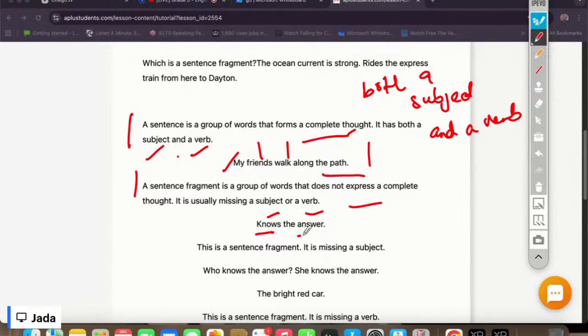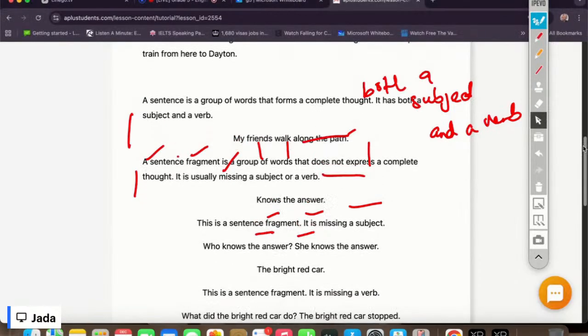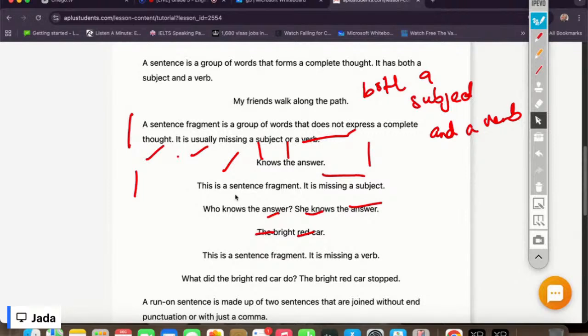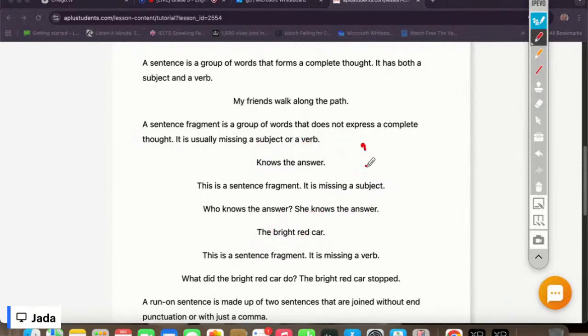So we have "knows the answer." This is a sentence fragment. It is missing a subject, because who knows the answer? We have no idea who knows the answer. It could be "she knows the answer." Then we have "the bright red car." Now, what happens to the bright red car? It is missing a verb. We have no idea what happens to it. It could be "the bright red car stopped" or "the bright red car is moving." It could be any of that, okay?